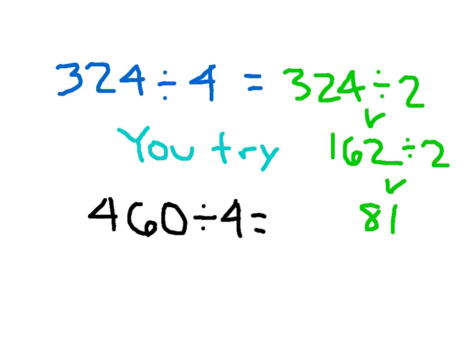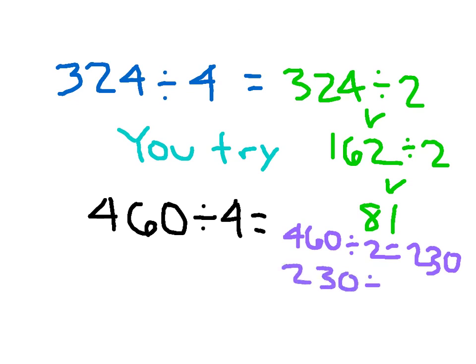Half of 460 divided by 2 already is 230. Half of 230, we take that 230, we divide it by 2 again, we get 115. So 460 divided by 4 is 115.